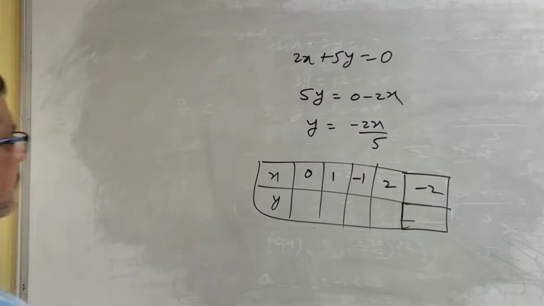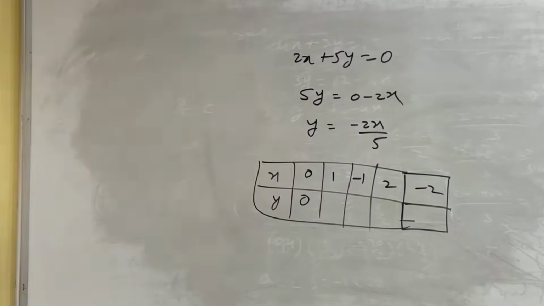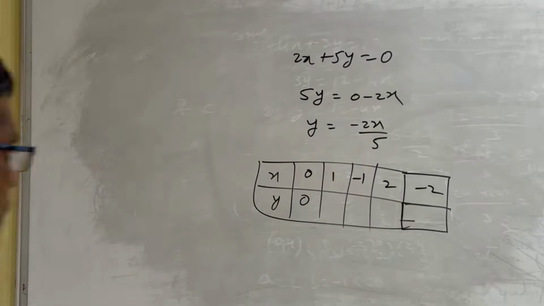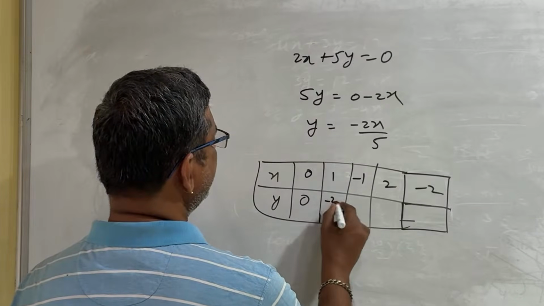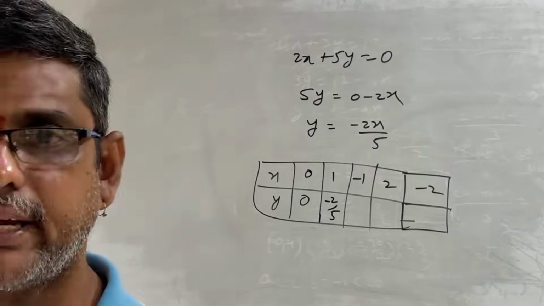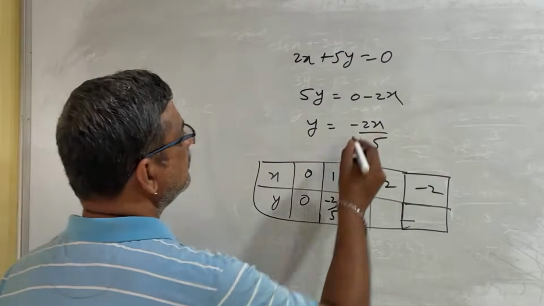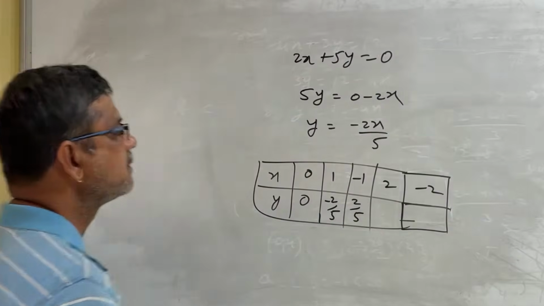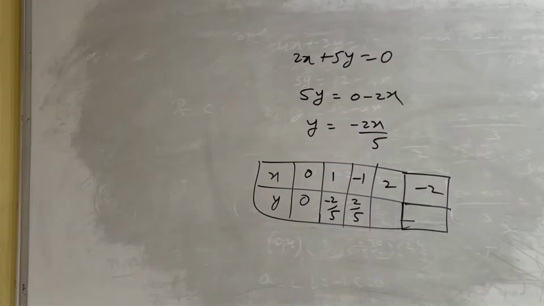If x is 0, what is y? y is also 0, because minus 2 into 0 is 0, 0 by 5 is 0. Now, if x is 1, then y is negative 2 by 5. If x is negative 1, y is 2 by 5. Okay, now what if x is 2?